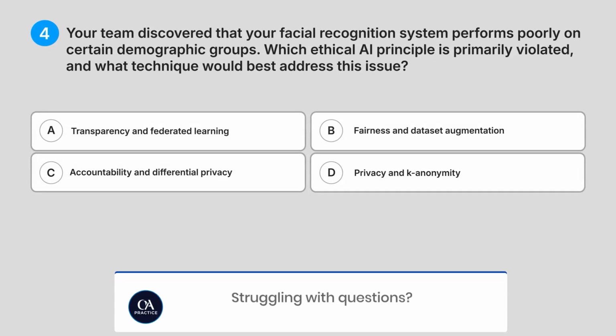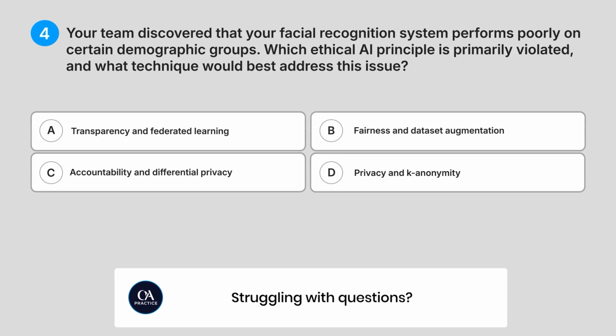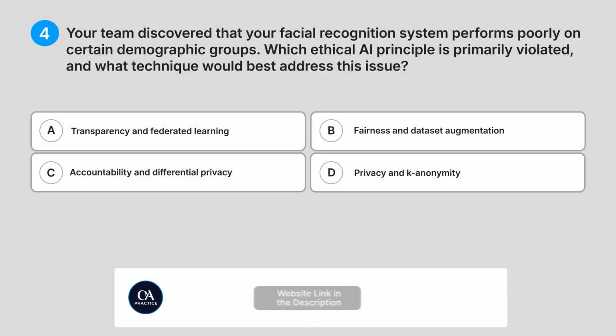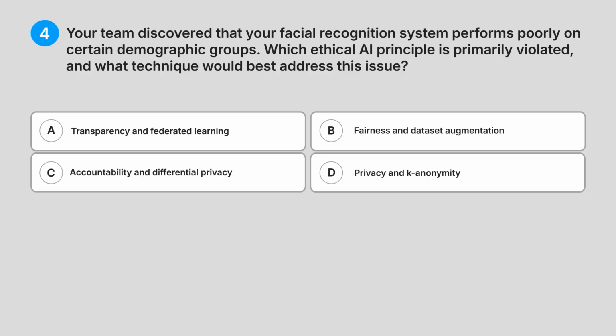4. Your team discovered that your facial recognition system performs poorly on certain demographic groups. Which ethical AI principle is primarily violated, and what technique would best address this issue?